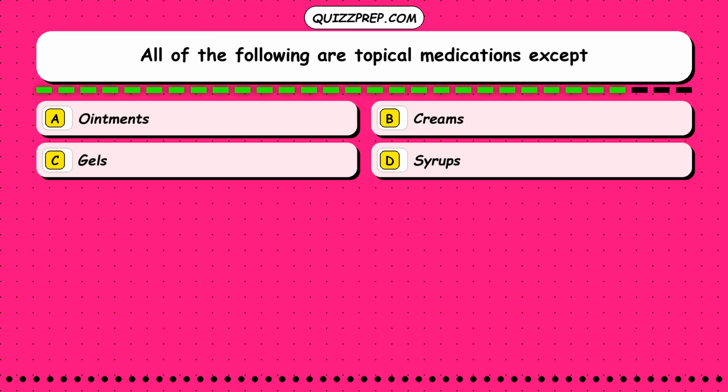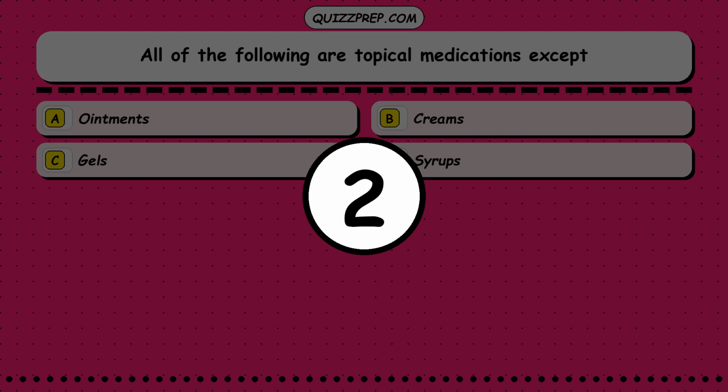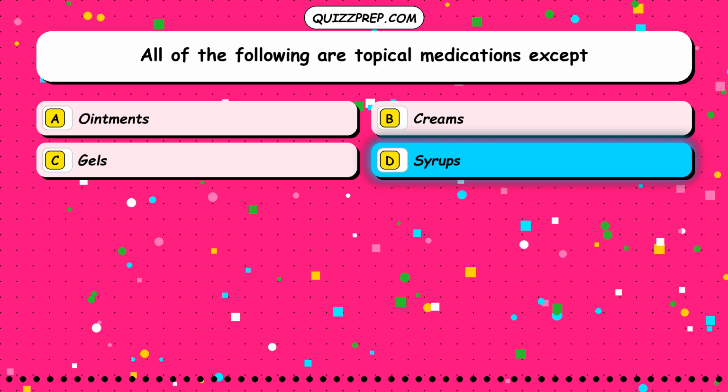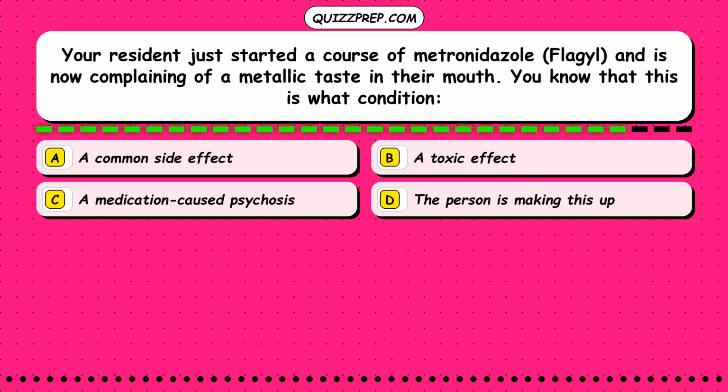Question 361. All of the following are topical medications except: Option A, ointments. Option B, creams. Option C, gels. Option D, syrups. The correct answer is option D, syrups. Question 362. Your resident just started a course of metronidazole, Flagyl, and is now complaining of a metallic taste in their mouth. You know that this is what condition? Option A, a common side effect.